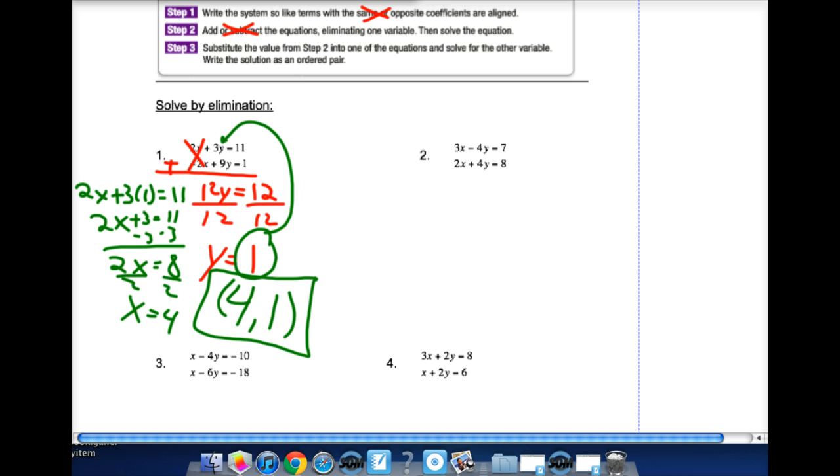The coefficients have to be the opposite of each other. If they're not, you use. What if in number 4? Oh, we'll get there in number 4. I want number 3 too. All right, we'll get there.